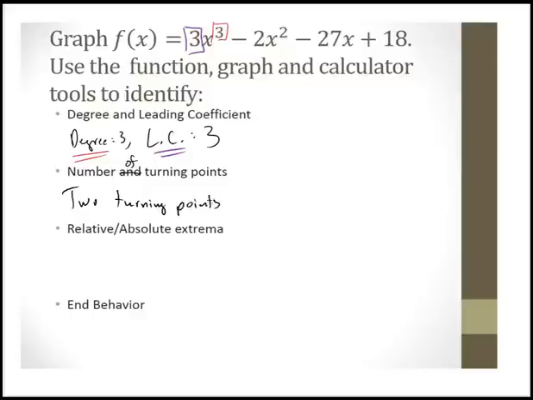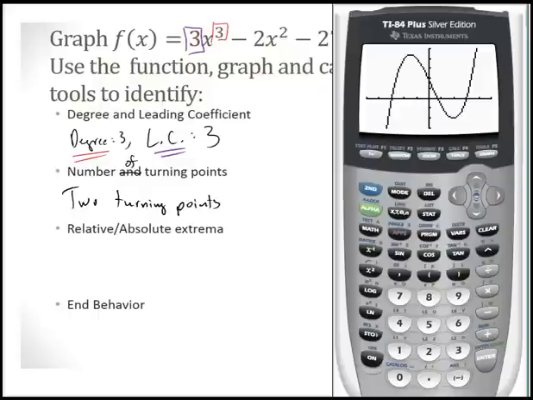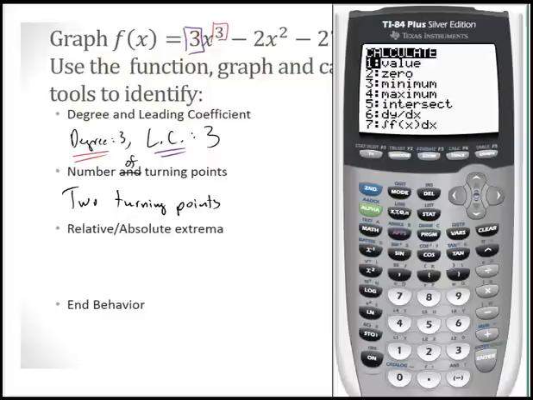Any relative or absolute extrema? Again, looking at the graph, there's no absolute extrema. This graph, if I were to move to the left, would keep on decreasing. If I move to the right, it will keep on increasing. But I see a relative max, and we can calculate that using the maximum command.